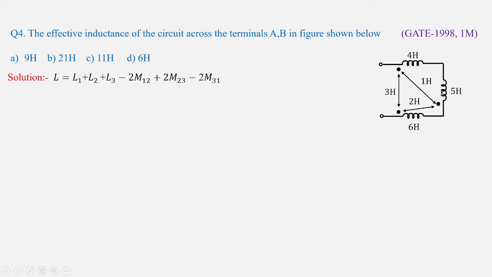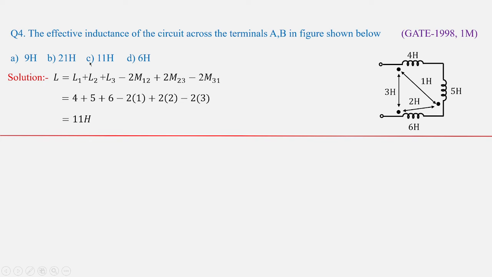Between 2 and 3 you can see that in both inductors the current is assumed to be flowing away from 5 and away from 6, that is why it is plus 2 M23. Whereas for 4 and 6, the dot is placed before 4 and the other dot is placed after 6, that is why it is minus 2 M31. So substitute the values from the given circuit. You're going to get 4 plus 5 plus 6 minus 2 times 1 plus 2 times 2 minus 2 times 3, which will give you the value as 11 henries. So option C is the right answer.